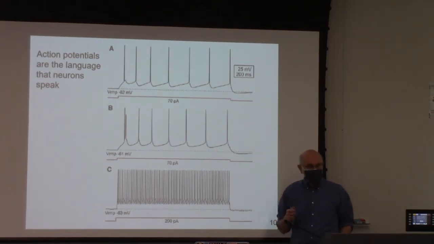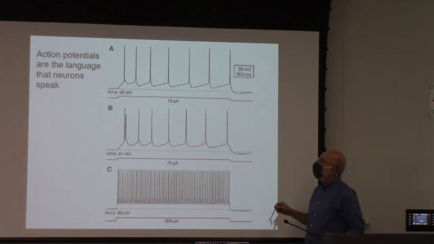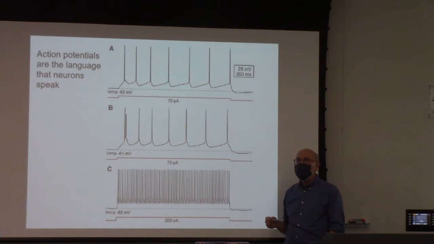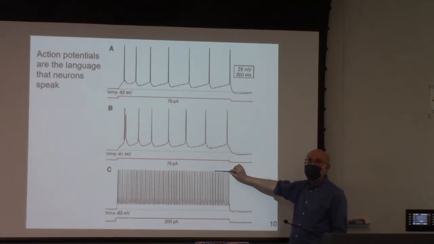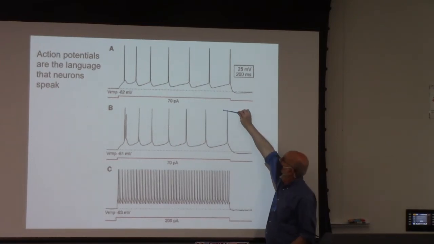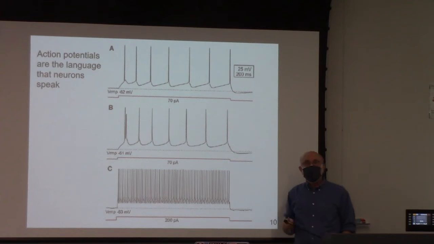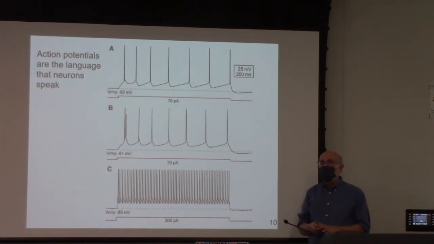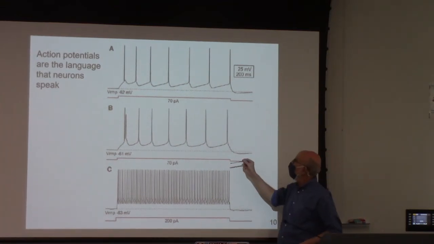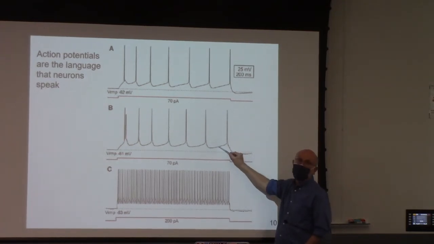So while synaptic potentials are graded, you'll notice that action potentials are not. They all have pretty much the same amplitude. That's what people talk about, and I think your book talks about, the all or none feature of an action potential. You either are firing an action potential of a given amplitude, or you're not.